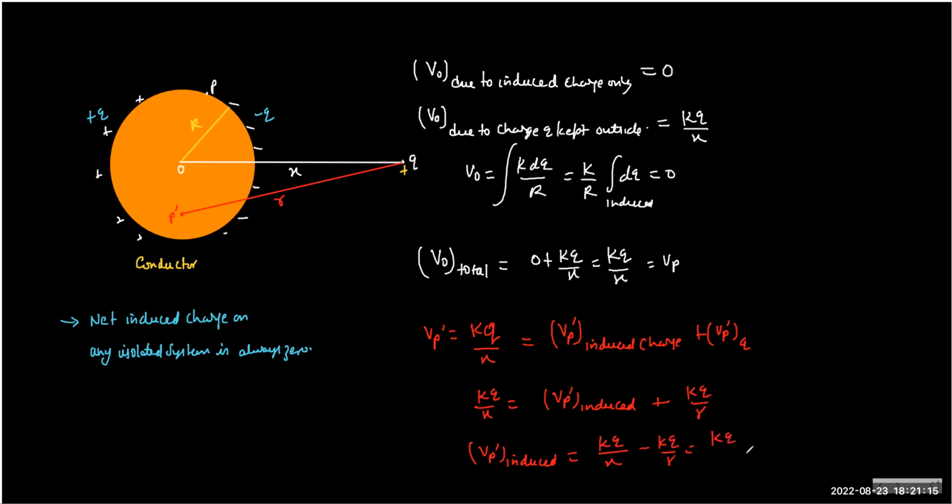So this is the induced contribution at point P, and we are only taking the contribution due to the induced charge. And luckily we know the contribution of the charge Q. And that is how you can get the answer. Is this clear? Yes. So this was the concept that you should be aware of.